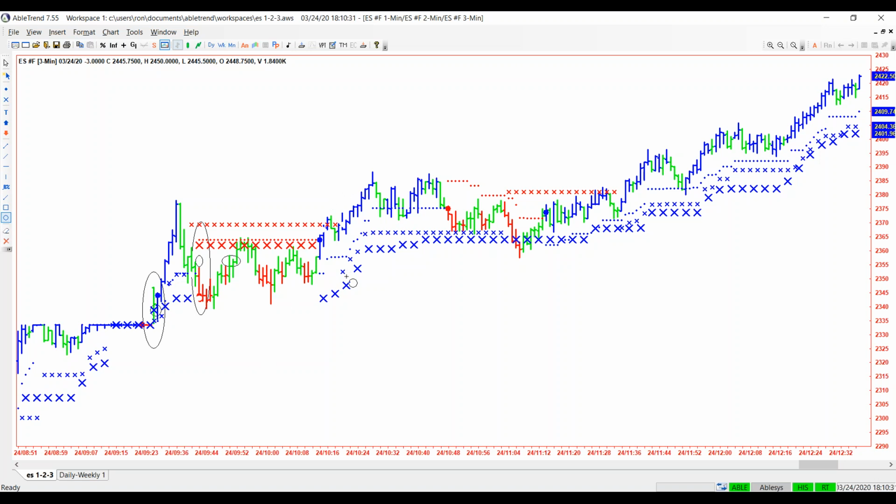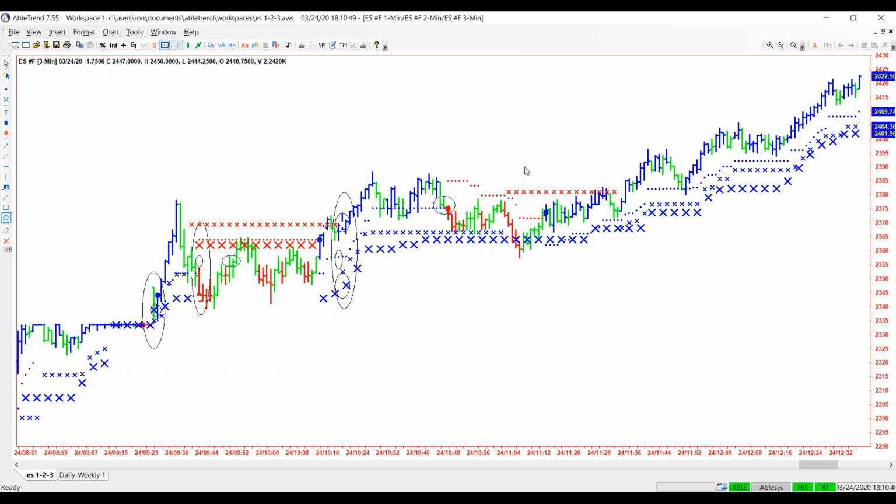So here's your triple confirmation buy signal. Well, it's real obvious. There's the first time you had a blue bar, a blue small dot, and a blue big X. So we buy it over there, and we're out on the red bar, red dot. So that's okay. Made about 5 points. That's $250 on that trade.